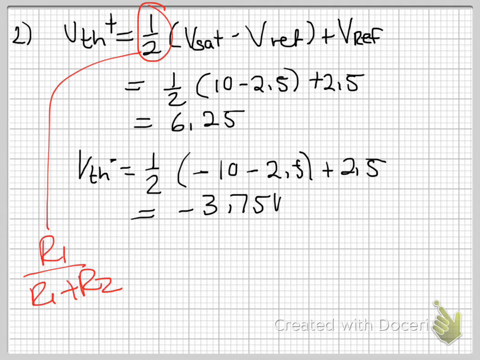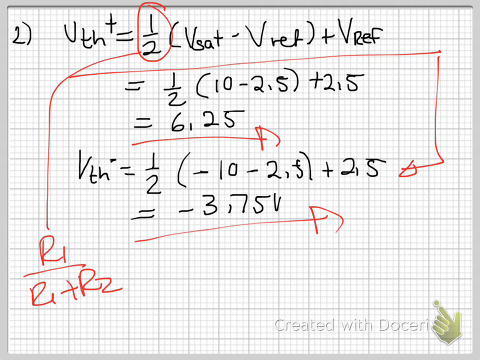So after all of that, we get the positive threshold to be 6.25, and using the same formula, we get our negative threshold to be negative 3.75 volts. This isn't really too difficult. It's just that when your Vref is not equal to 0, you must include it in the equation in such a way.